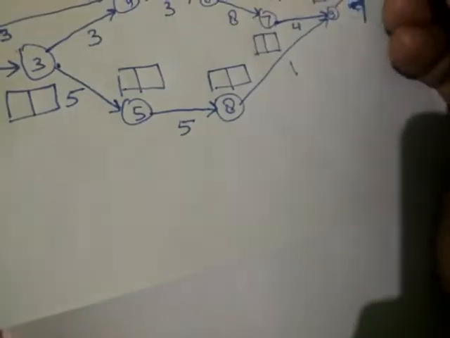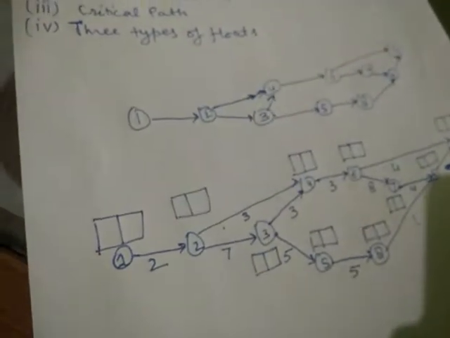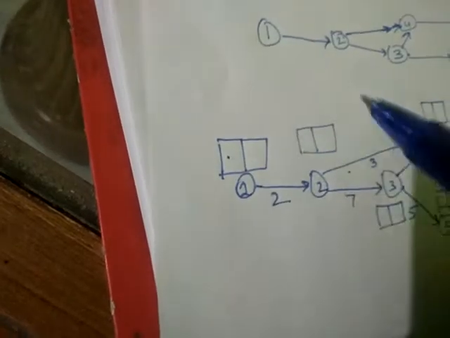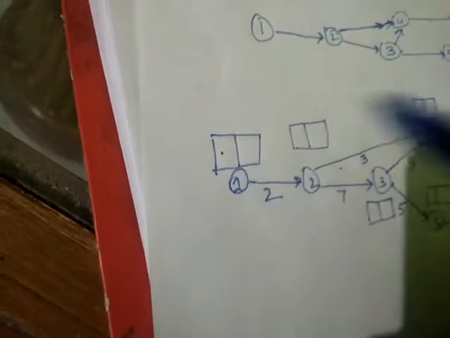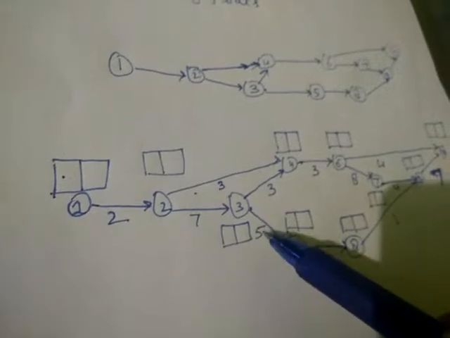I am just making the boxes above each event. Now in each box you have to write numbers. What numbers? Here you will write earliest time, and here you will write latest time for every event. Now how are this earliest time and latest time calculated?